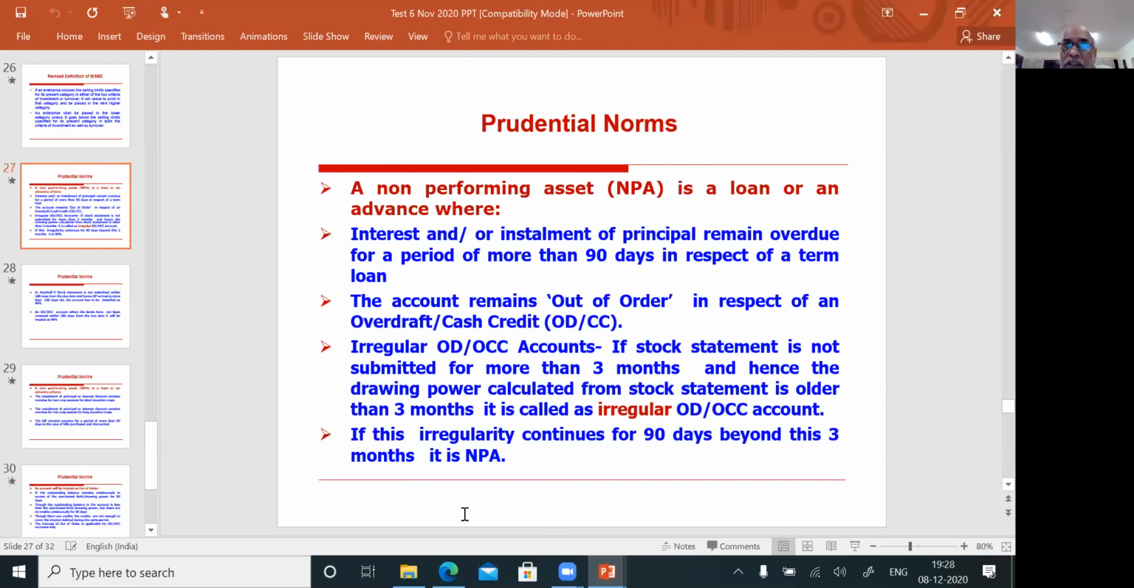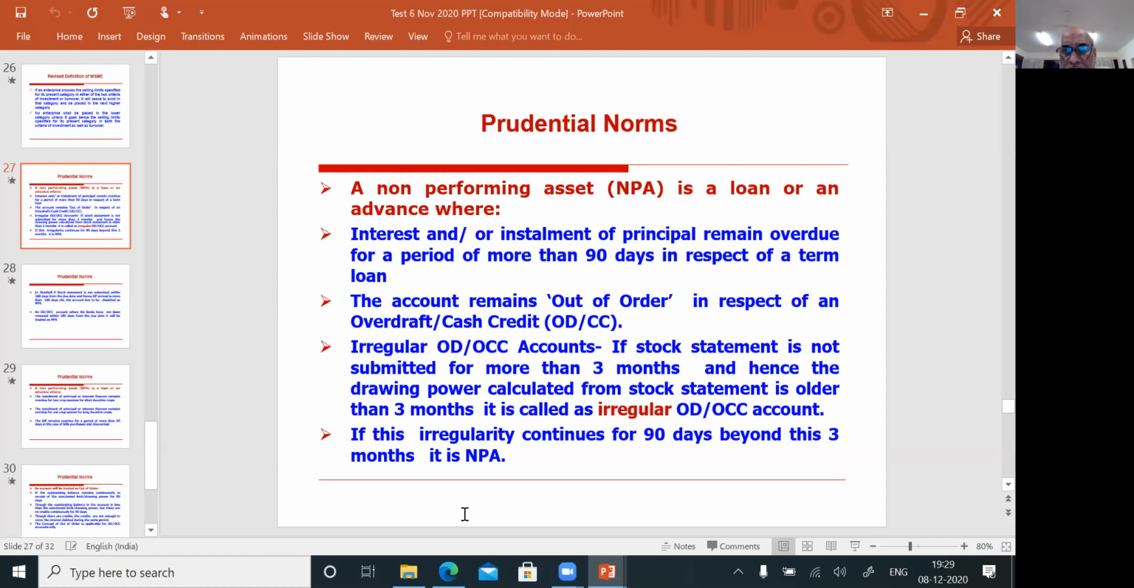Definitely for all levels, questions will come from this prudential norm, which we already studied. To make sure that in the last minute you should not miss out anything, and there should not be any doubts in your minds, I'm going to explain about particularly the out of order concept, irregular account, and accelerated provisioning. You would also read this somewhere. Anyhow, let us go through it quickly, and then we will take up test number 8.